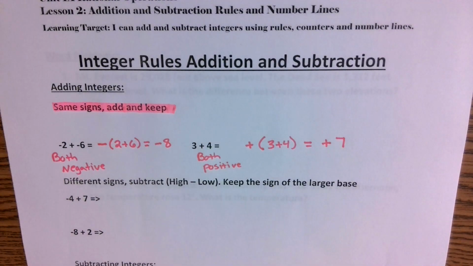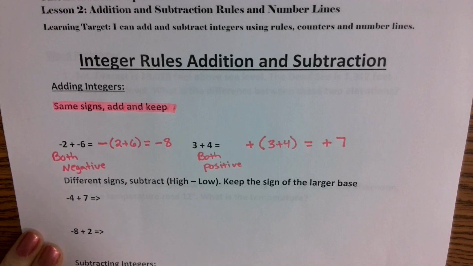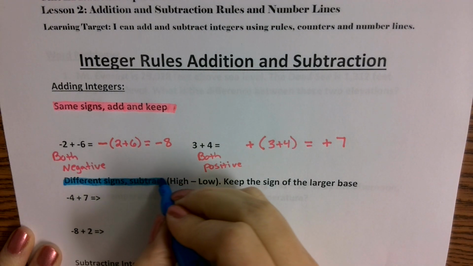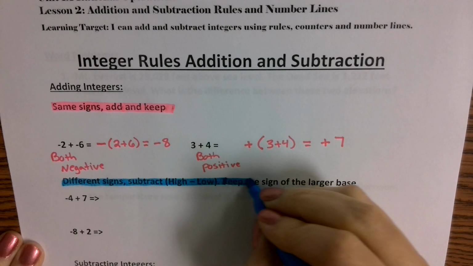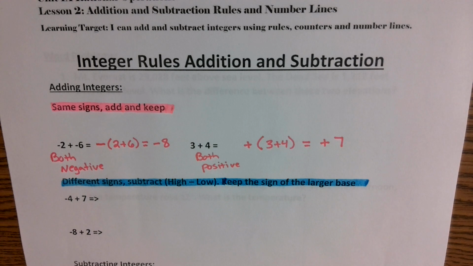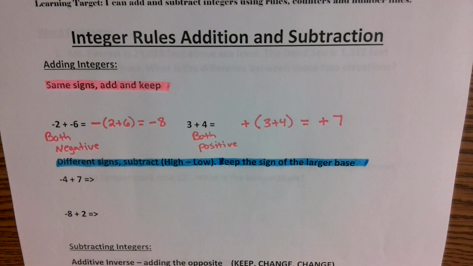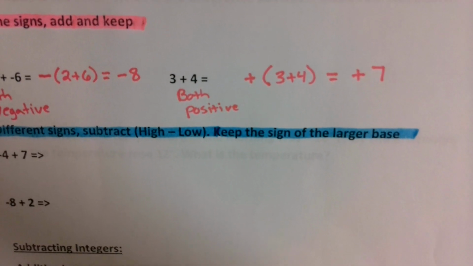If they are different signs that you are adding, you're going to subtract like normal, the high minus the low. And then you're going to keep the sign of whatever the larger base number was. Remember with integers, we have an integer value, a negative value, but you have a base number that's part of that negative value. You would just subtract them as if it was normal. Whatever your large number is minus your small number, and whatever the sign of that large number was, that's going to be the answer to your problem.